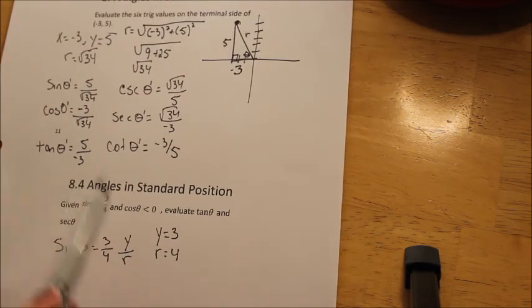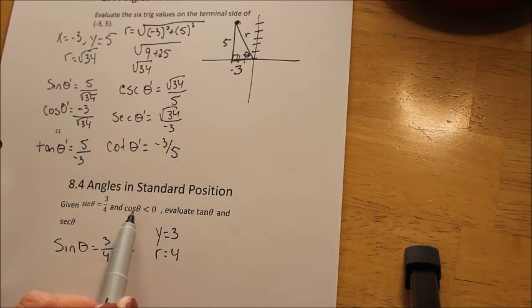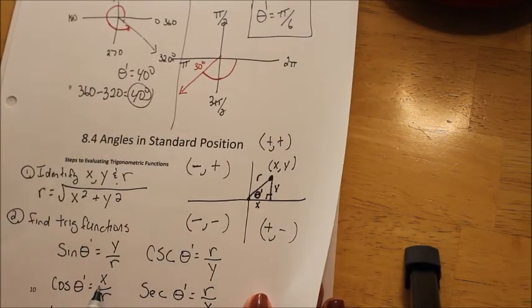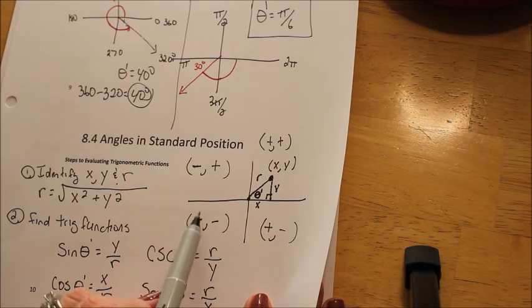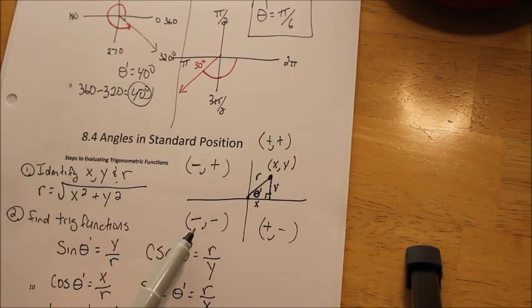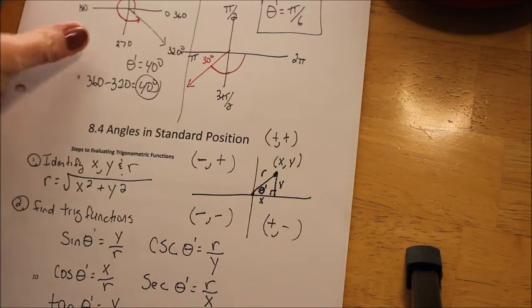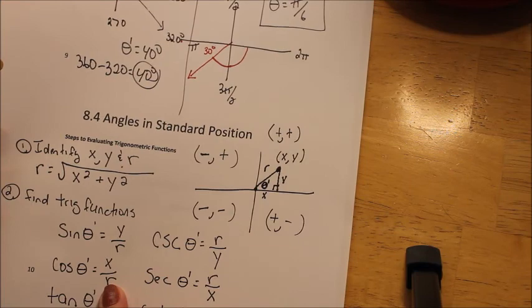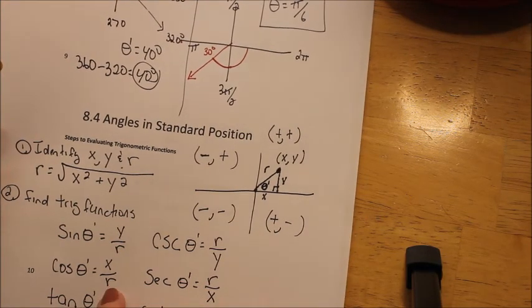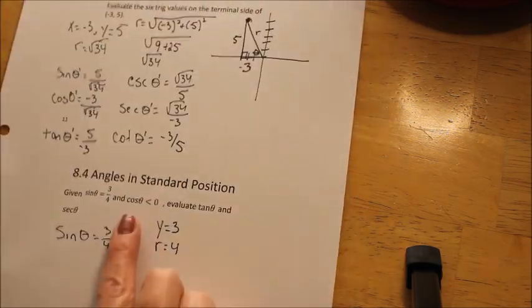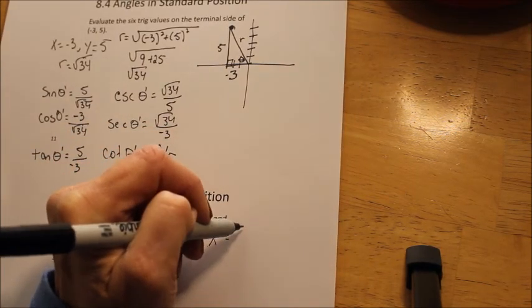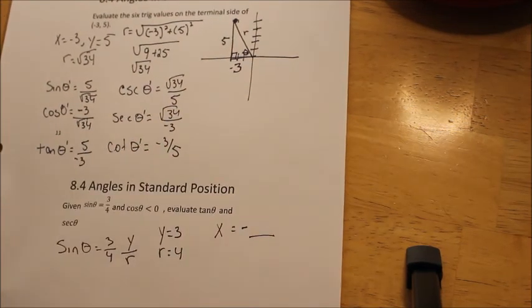But then notice also the second piece of information, they tell us cosine is negative. Well, if the cosine is negative, remember, that means that anything with an x that's negative is going to make a cosine a negative. R is never going to be negative. Never, never, never. R is never negative, so it's got to be either x or y. So if cosine is negative, that means our x is going to be negative. So we know it's going to be a negative something, okay?